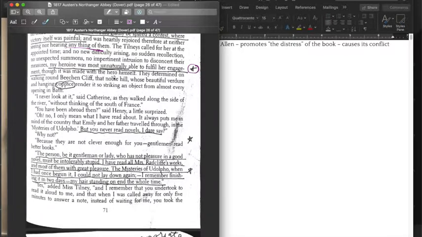Though it was made with the hero himself. They determined on walking round Beecham Cliff, that noble hill whose beautiful verdure and hanging coppice render it so striking an object from almost every opening in Bath.